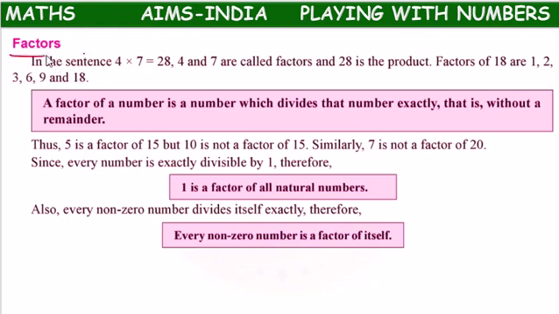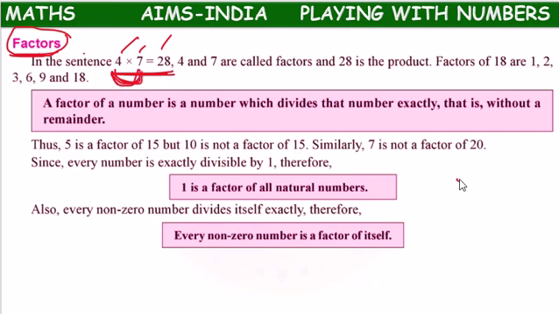So our concept today is factors. Today, in this video, we are going to learn about factors. If you observe this multiplication, 4 into 7 equals 28. So here 28 is the product of 4 and 7.